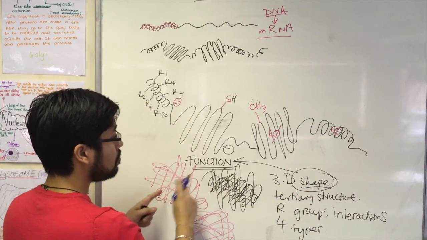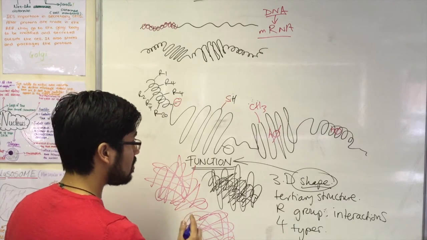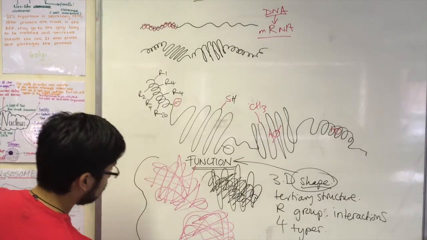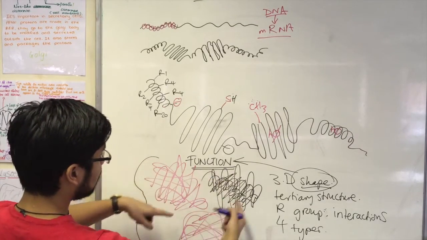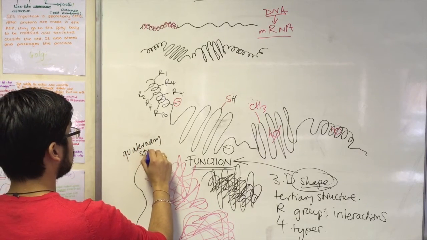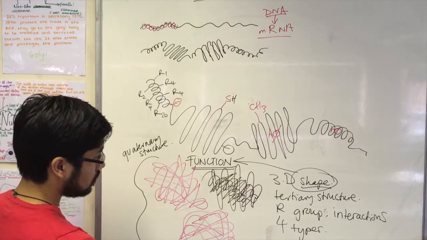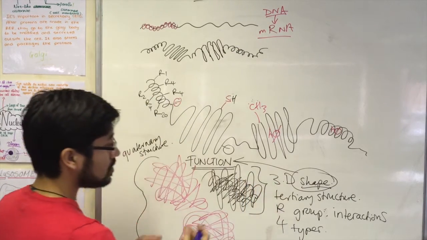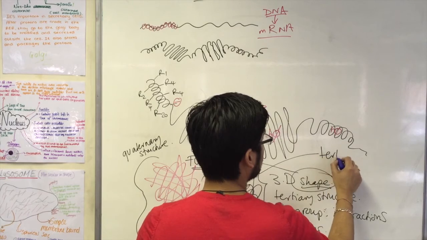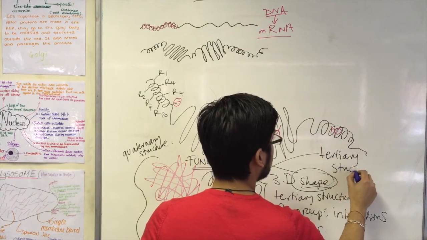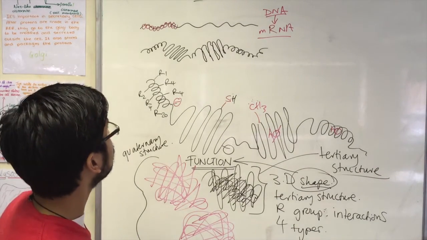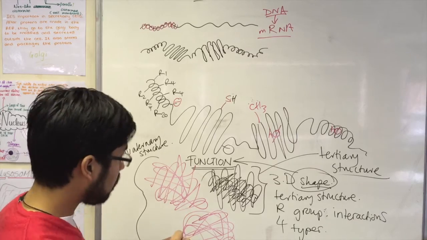Function might depend on having more than one polypeptide chain, and in that case, that is what's known as quaternary structure. Okay? So, these three subunits together is called quaternary structure. The folding of this subunit individually, the folding of the polypeptide chain, that is called tertiary structure. Okay guys? So that, I think, wraps that up.